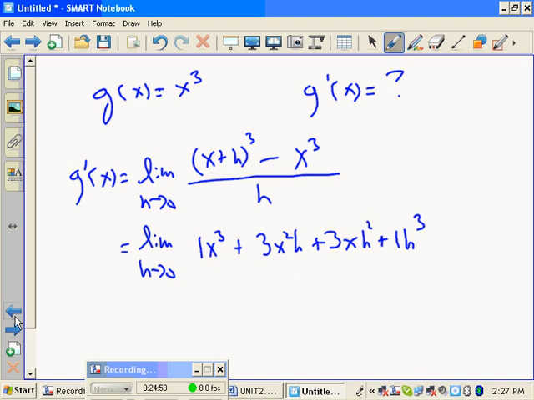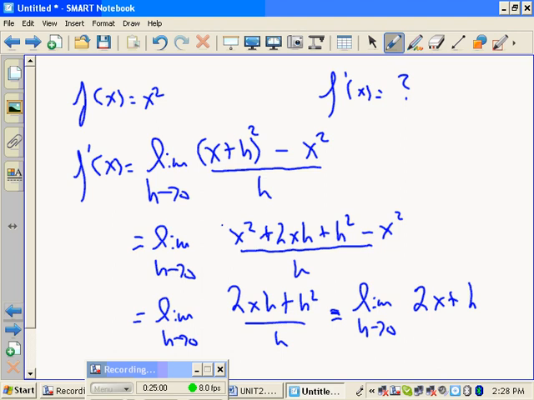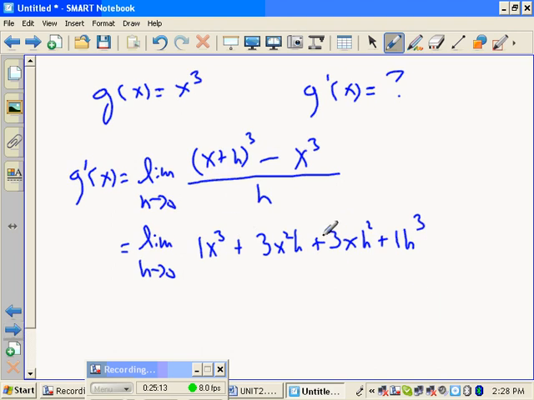Where did I get that? Well, let's do it again. Over here. 1, 2, 1. X squared, x to the 1, x to the 0. H squared, h to the 1, h to the 0. Same thing. Where did the 1, 2, 1 come from? Where did the 1, 3, 3, 1 come from?